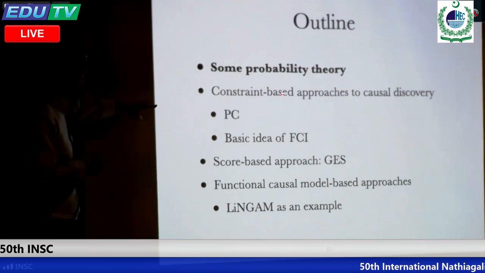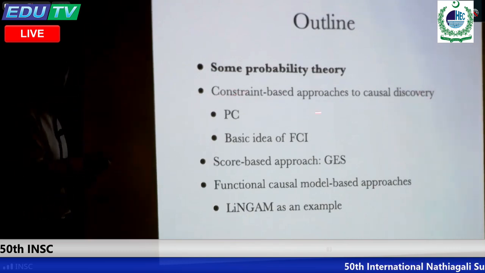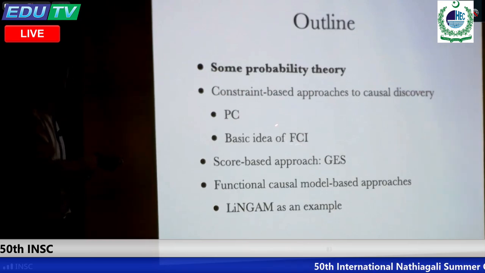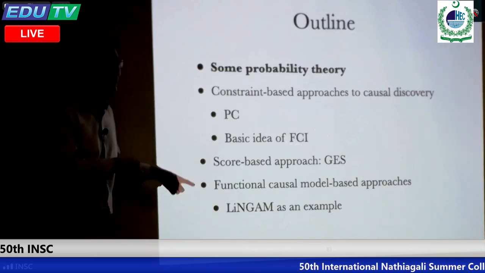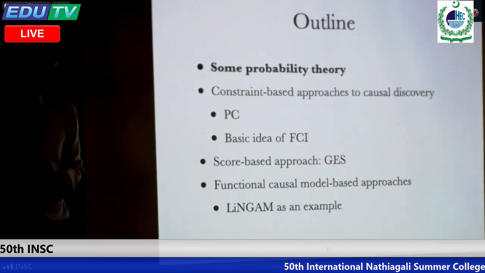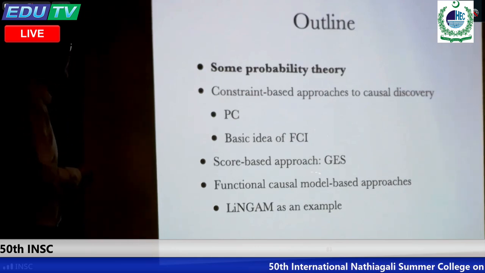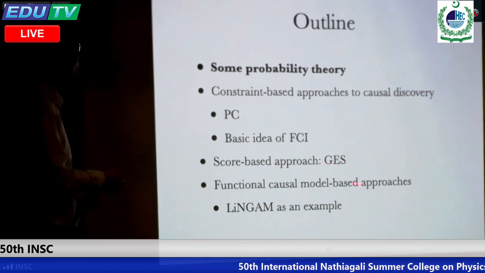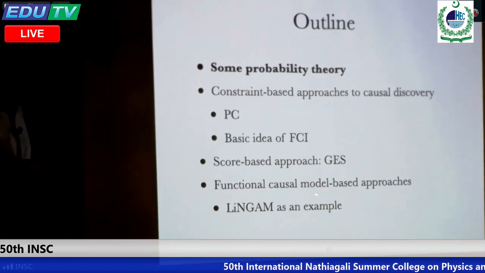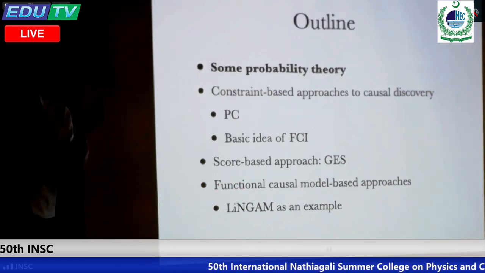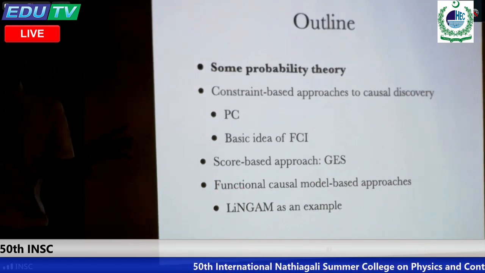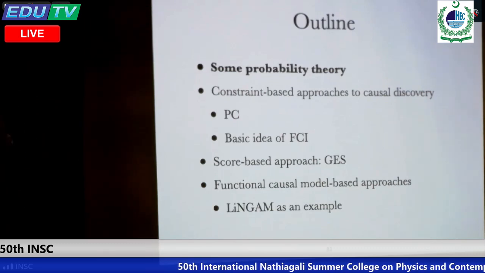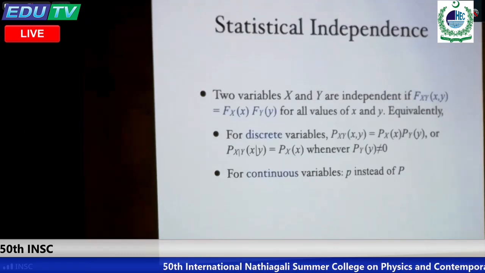And then we will have a look at classical constraint-based methods for causal discovery, including PC, Peter Clark, and FCI, fast causal inference. And then let's have a very quick look at the score-based method for causal discovery, known as GES, greedy equivalence search. And then let's look at more modern methods, functional causal model-based methods. If you are willing to make some assumptions, all of a sudden you can discover the whole causal structure from data.